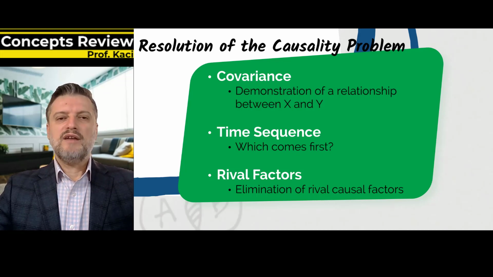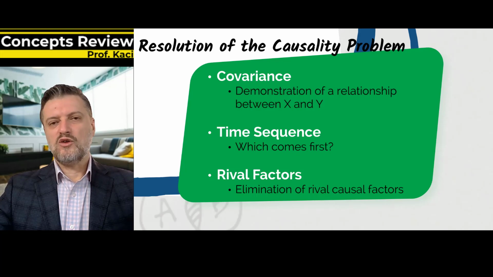The first step involves the demonstration of a relationship or covariance between variables. That is, one variable is related, increases or decreases in value in some predictable manner along with increases or decreases in value of another variable.